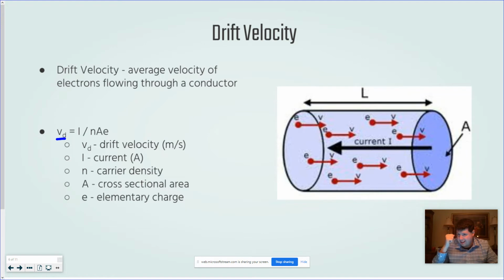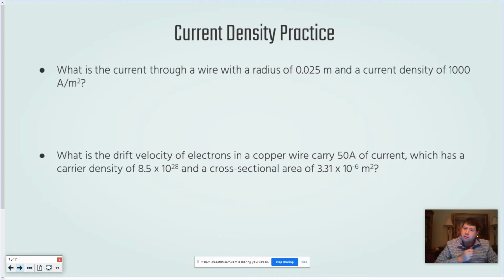How many electrons there are there. Then we've got the current, of course, the cross-sectional area, and then finally, typically the carrier that we're going to be dealing with is the electron. So we're going to be dealing with the elementary charge as the charge of our substance there. So let's try some examples here.